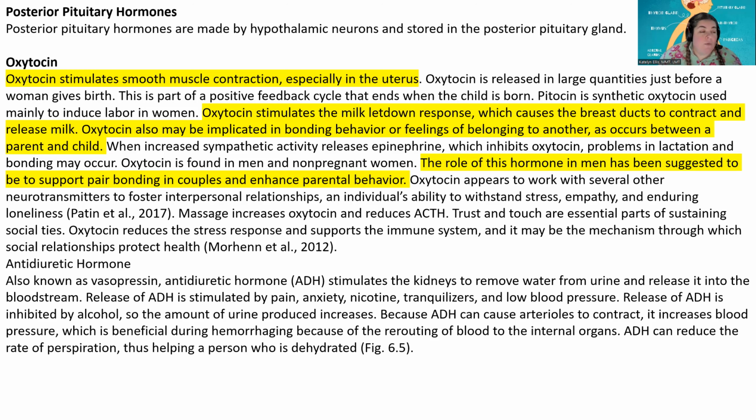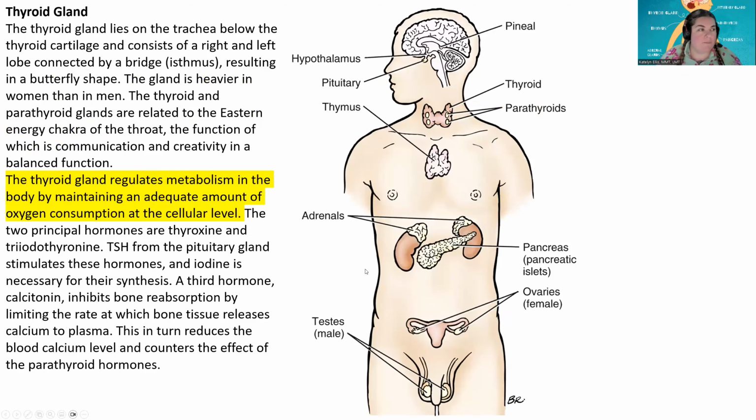There's also antidiuretic hormone, known as vasopressin. The antidiuretic hormone stimulates the kidneys to remove water from urine and release it into the bloodstream. Release of this is stimulated by pain, anxiety, nicotine, tranquilizers, and low blood pressure. The more we can increase the water pressure in the body, it increases the blood pressure, right? It's all turgor pressure. So this antidiuretic hormone would kick into gear if you're having low blood pressure to pump up that pressure by having more water in your tubes, so to speak.